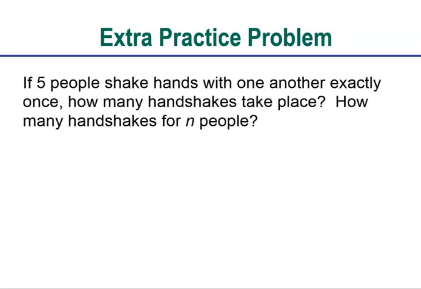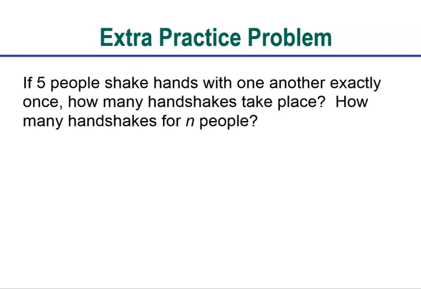Okay, so our last example from section 1.1 problem solving. If 5 people shake hands with one another exactly once, how many handshakes take place? What about how many handshakes for N people? Okay, so first we just want to do this with 5 people, and then maybe make a rule where we could figure out the number of handshakes no matter how many people you use.